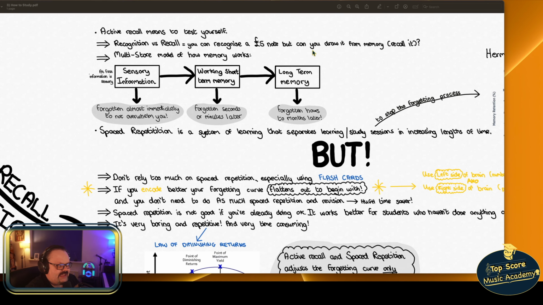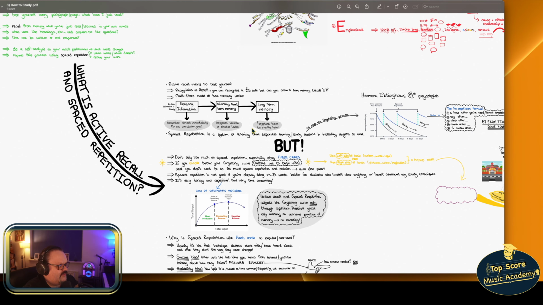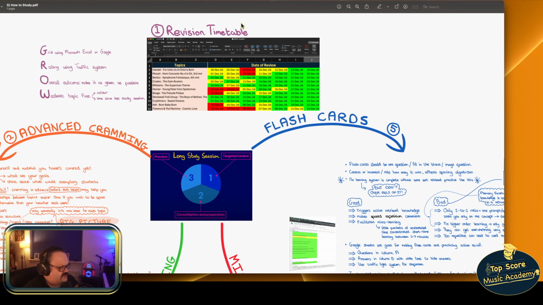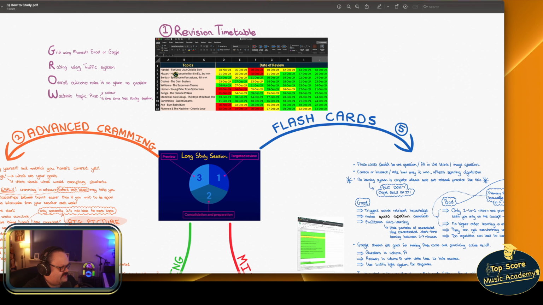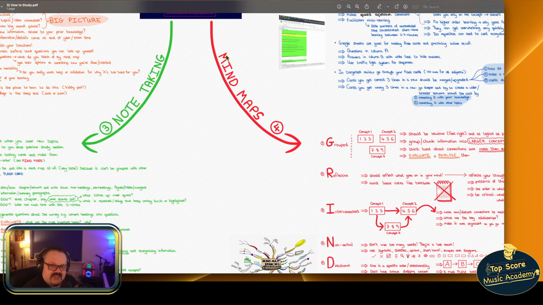Okay guys, so here is the handout from last time. If I zoom out a little just to show you where we are in the handout, it's the bottom part of it. So we've already looked at the top parts. If I scroll back up again, our first lesson was on how to do proper revision timetables. Then we looked at advanced cramming. We've also looked down here at note-taking and what is encoding. That was our last lesson. So today we're going to be looking at mind maps.